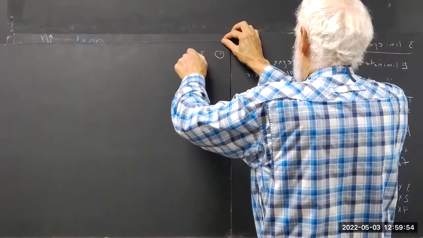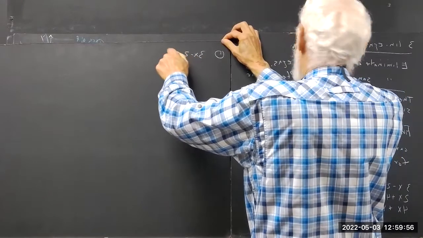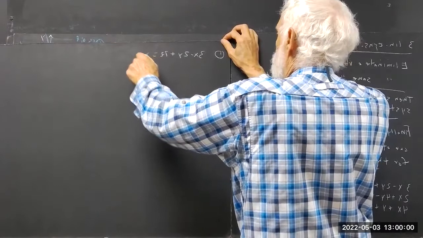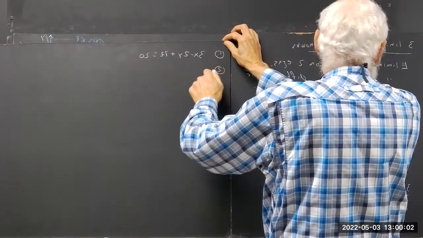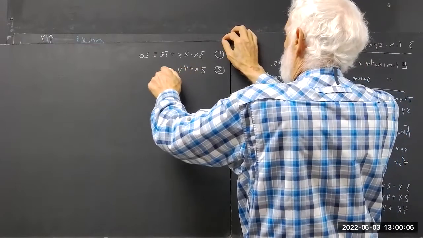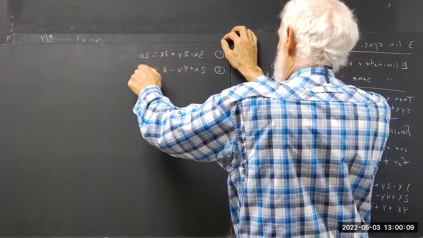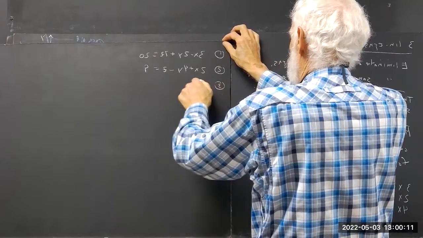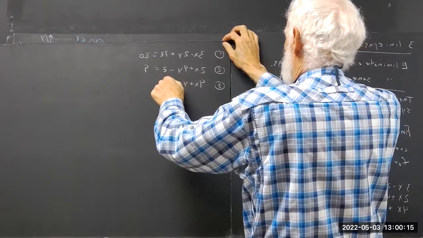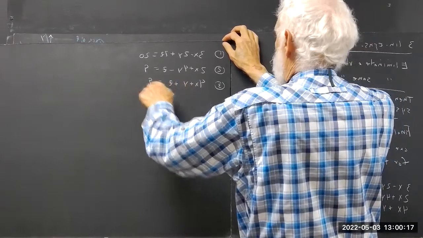Equation 1, 3x minus 2y plus 7z equals, equation 2 is 2x plus 4y minus z equals 9. Equation 3 is 4x plus y plus z equals 9.